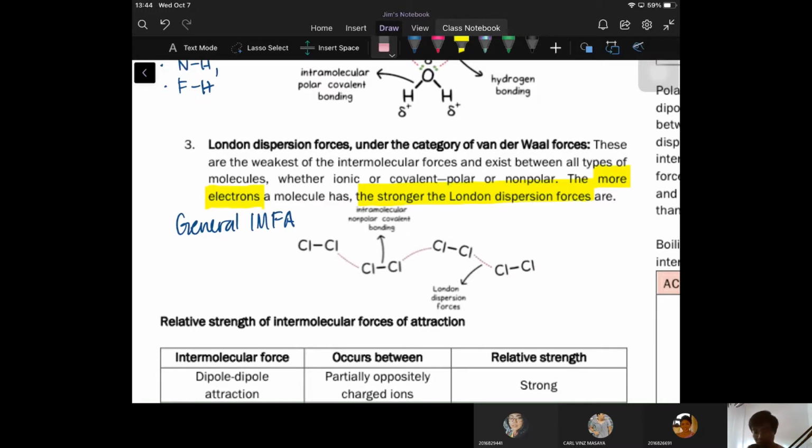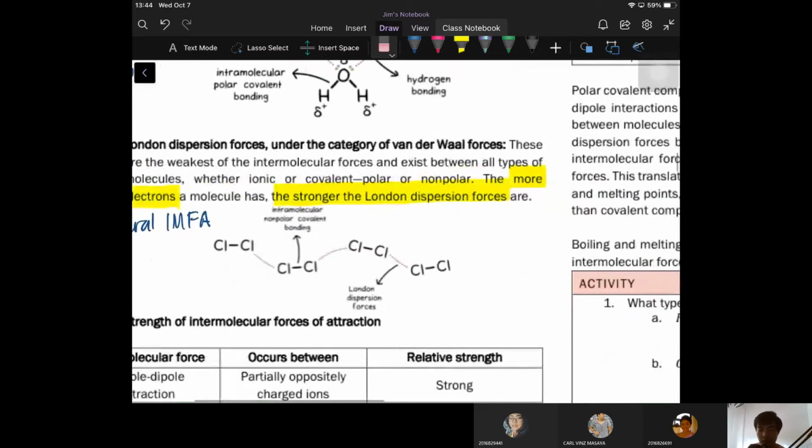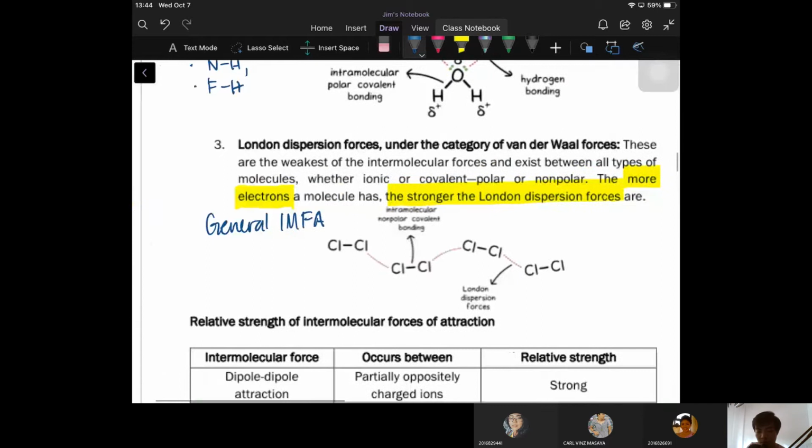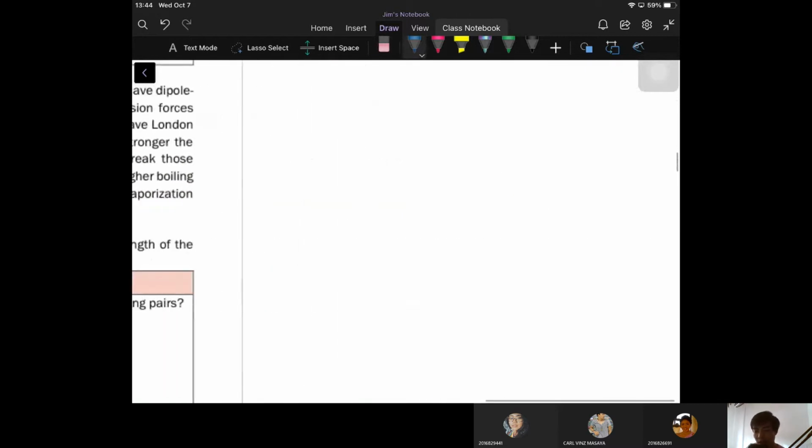Bakit, no? Siyempre, kailangan tinatanong natin, bakit? Okay. Sulat ko lang dito. More electron, higher London dispersion forces. Ang question, bakit, no? Bakit siya strong? So, let's have, for example, ano kaya? Cl2 na lang. So, gas tong Cl2, no?